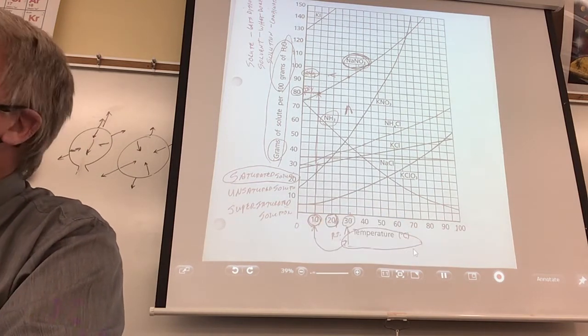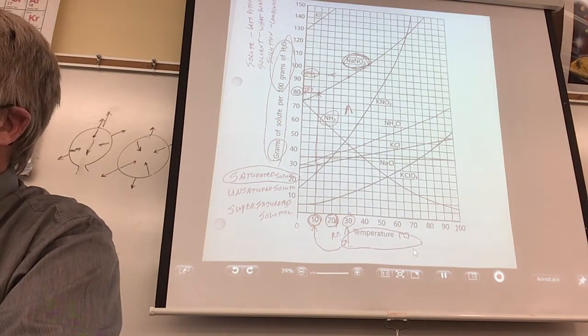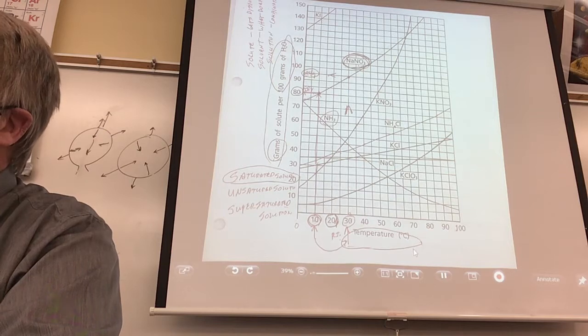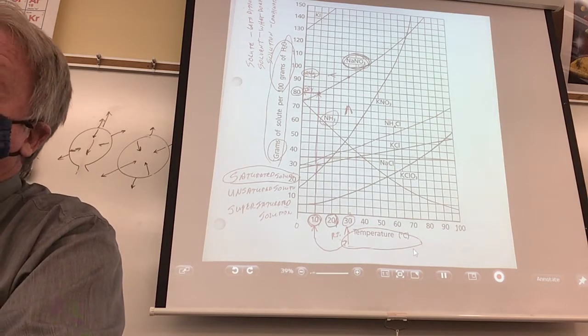Yes? So if you put 85 grams of sodium nitrate at 10 degrees, would that be 5 grams at the bottom? Yeah, if I had 85, yes, there'd be 5 grams at the bottom.